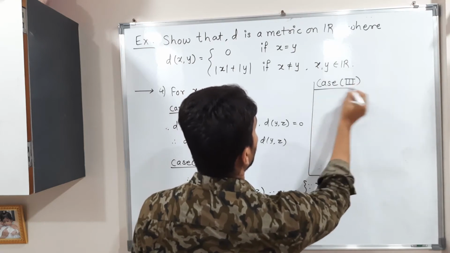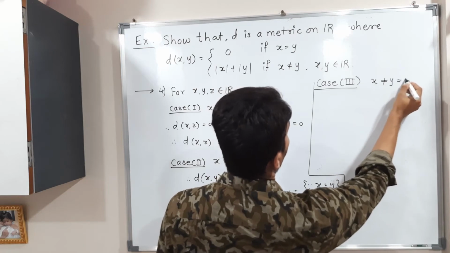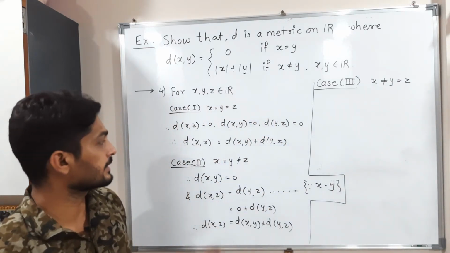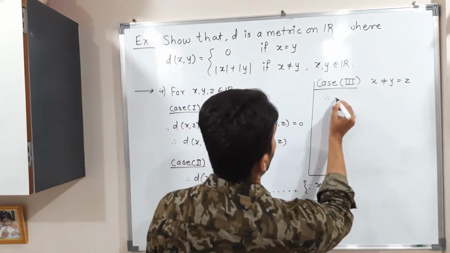Can you tell me the third case? This time I will consider x and y are unequal, but y same as z. Okay, so let us go for the third case. X and y, these are two distinct, but y and z are same. So therefore, what can I write?